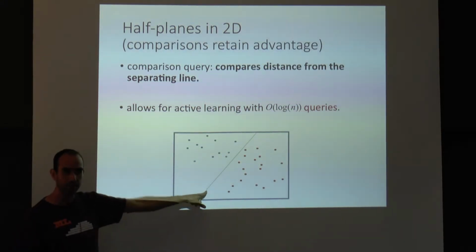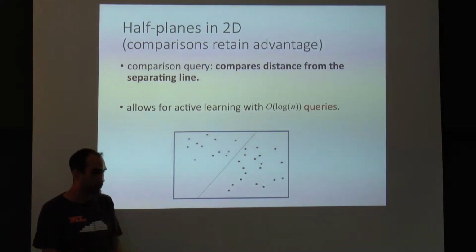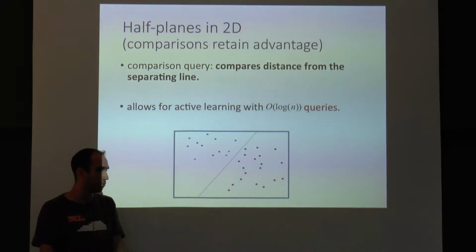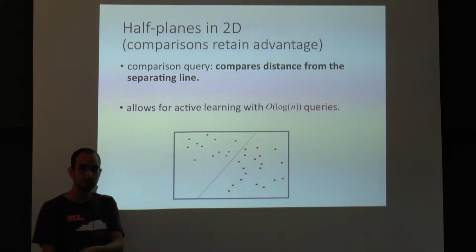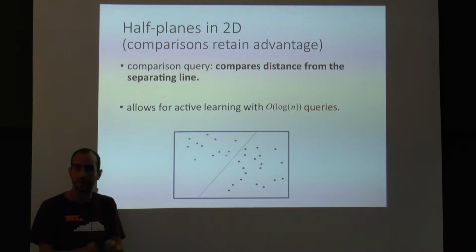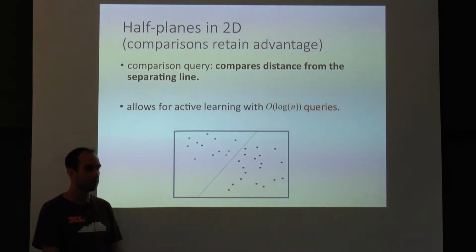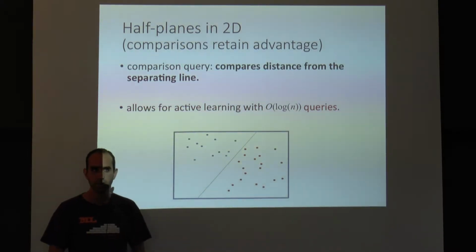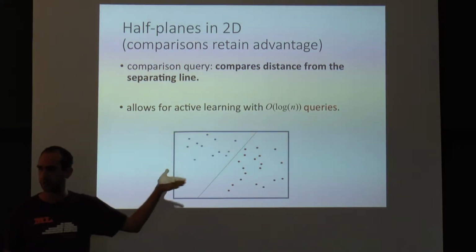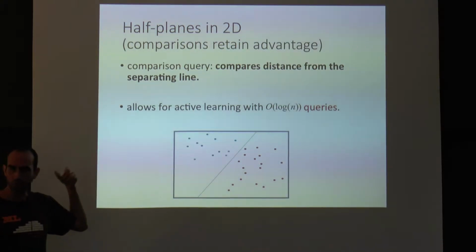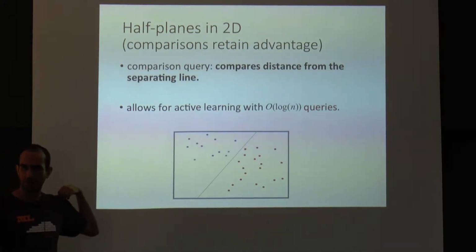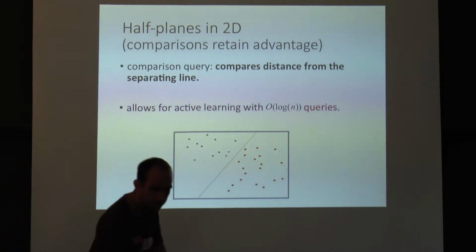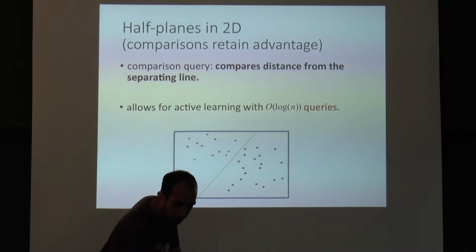It's a linear function. Say f of x1 is 1 and f of x2 is 1000. f of x2 is greater than f of x1 if and only if x1 is closer to the separating line than x2. Right? For linear functions, this is the semantic. I'm going to use this interpretation now: we can query the distance to the separating hyperplane, which is the same.